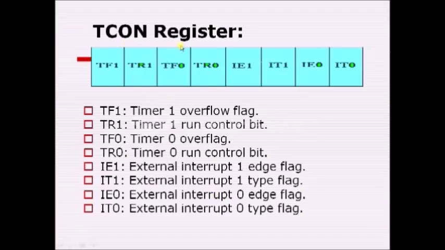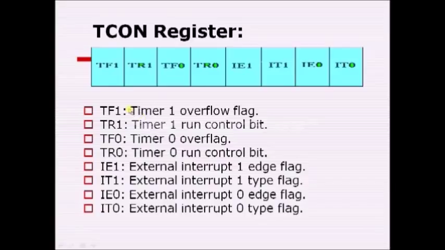Now we have one more register, the TCON register, the timer control register. It is again 8 bits. The lower nibble of the TCON register is related to the interrupts, and the higher nibble of the TCON register is related to the timers. We'll discuss the lower nibble when we come across the interrupts, so we'll concentrate now on the higher nibble. Here TF1 is the timer 1 overflow flag, TR1 is the timer 1 run control bit, TF0 is the timer 0 overflow flag bit, and TR0 is the timer 0 run control bit.